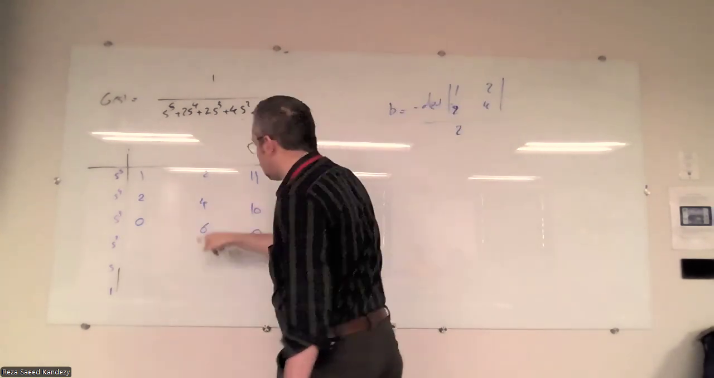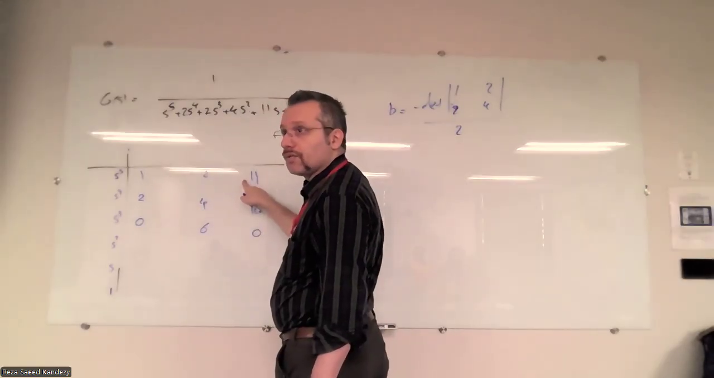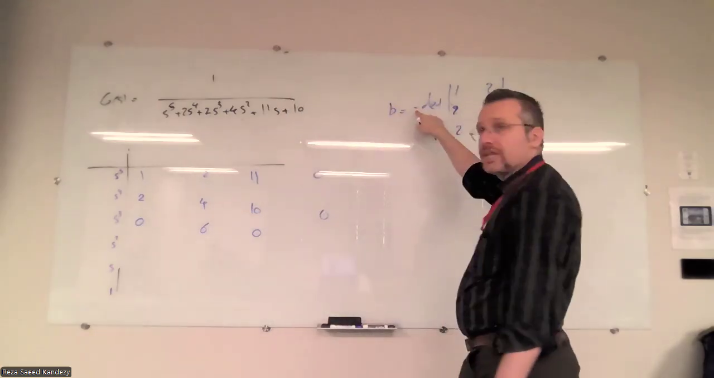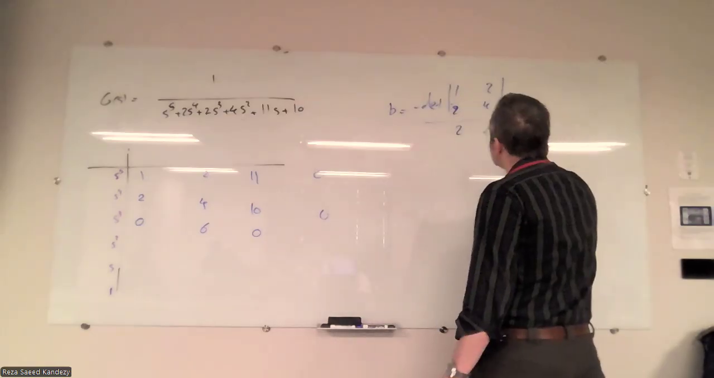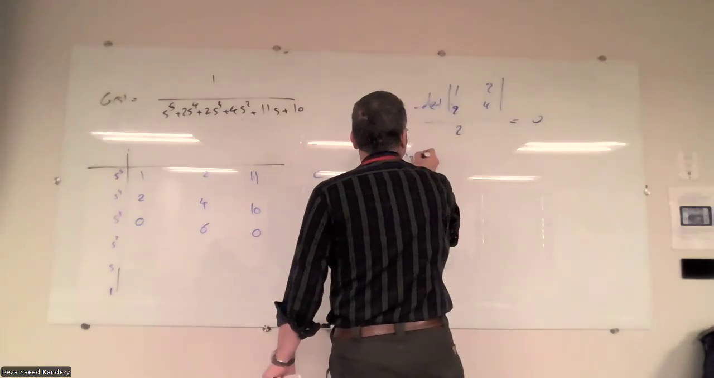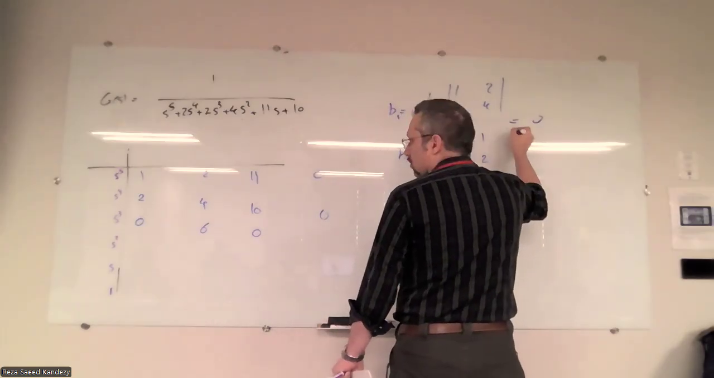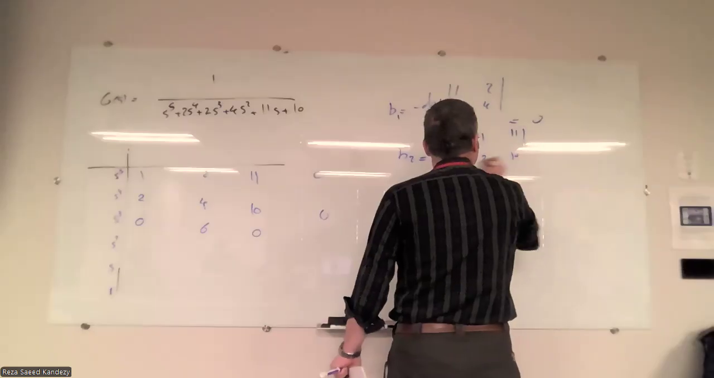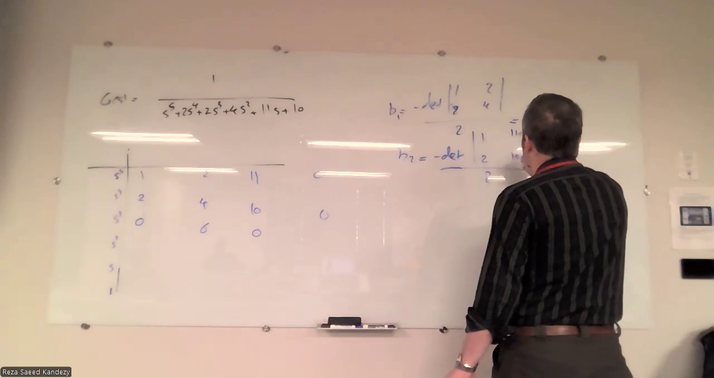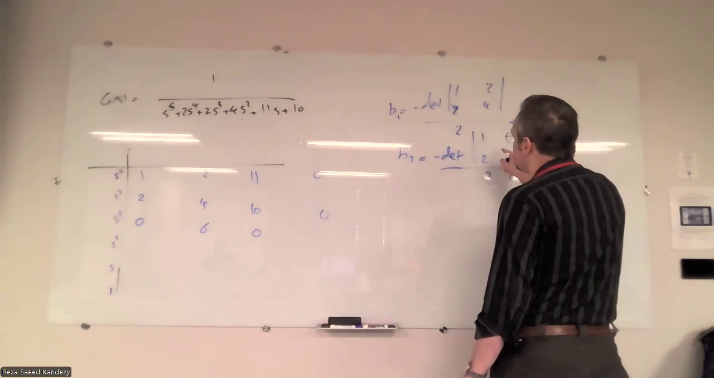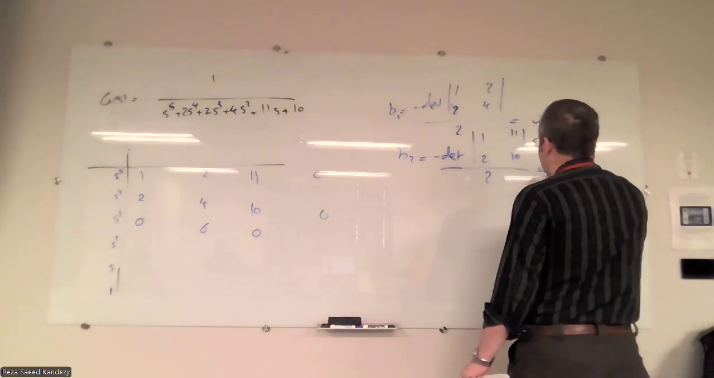This is going to be, see, it's 10 minus 22, which is minus 12, and then divided by 2. We have another minus here, oh yeah, so it's going to be 12 over 2. So this is going to be 0, B1, then B2 is minus determinant of 1 and 2 and 11 and 10 over the bottom left one. So 10 minus 22 is minus 12, minus 12, plus 12 divided by 2, 6.